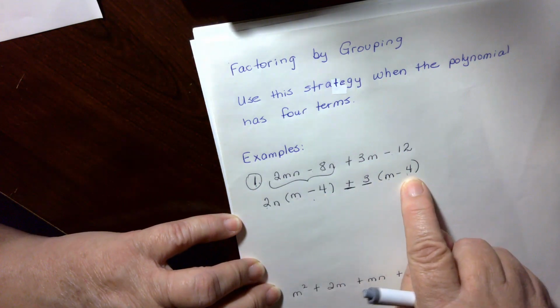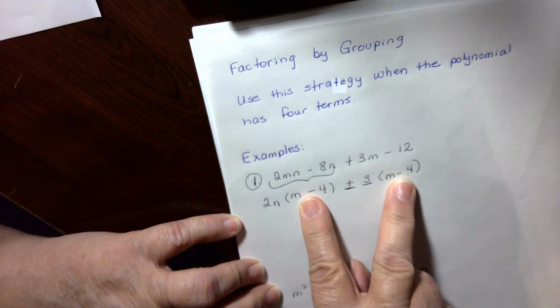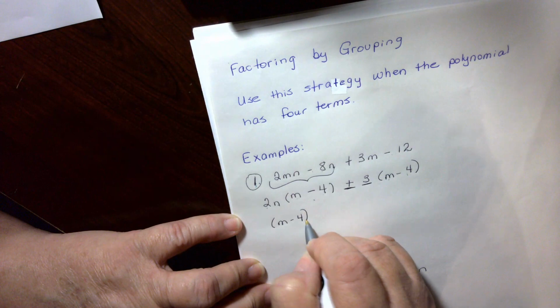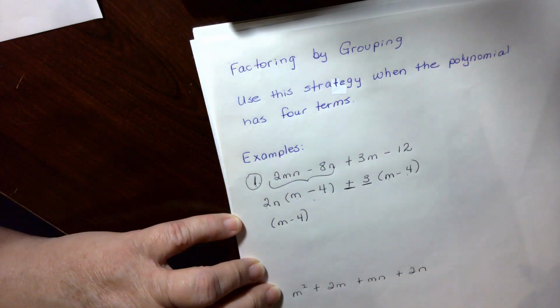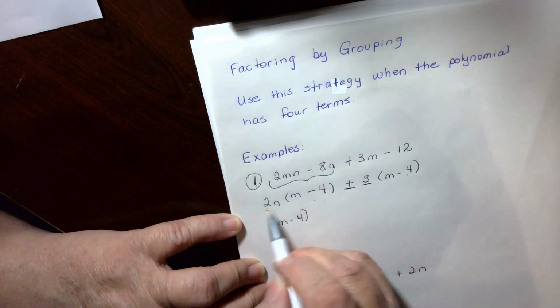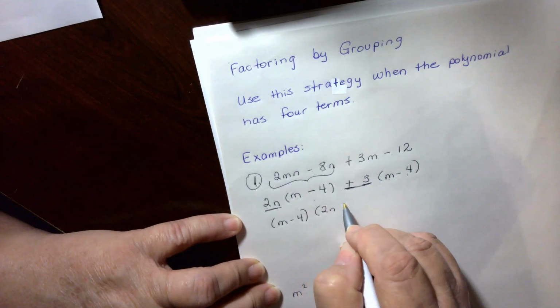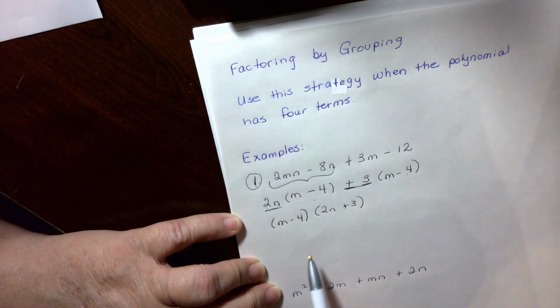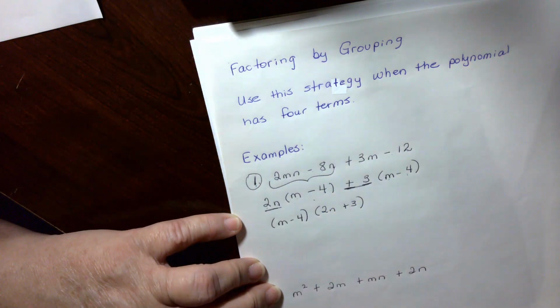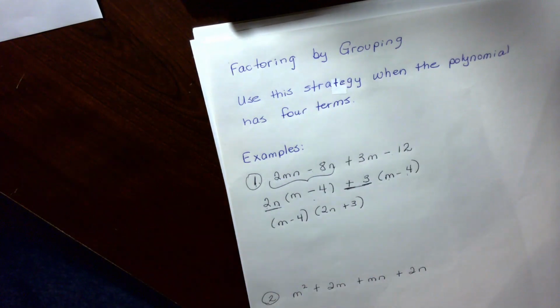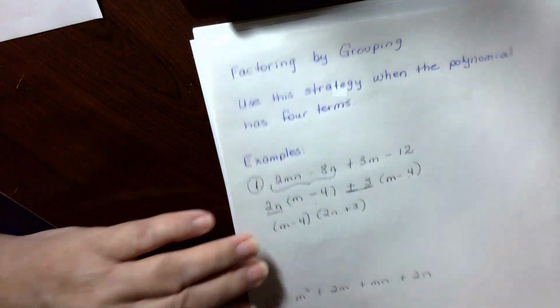So now I have 2 terms, this term and this term. And what's common to those is m minus 4. So I put that out here as the common factor. And then my other factor is what's left over. So that's 2n plus 3. And if we were to multiply that out, we would see that we do indeed get these 4 terms. So that's the strategy that you're going to use when there's 4 terms.